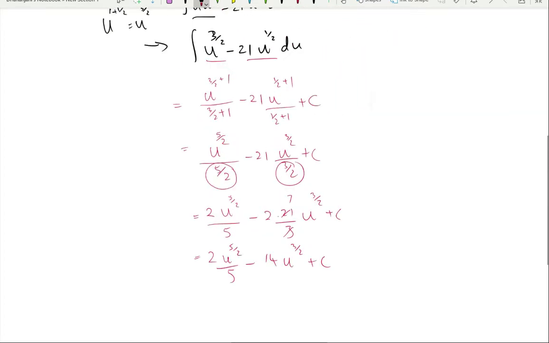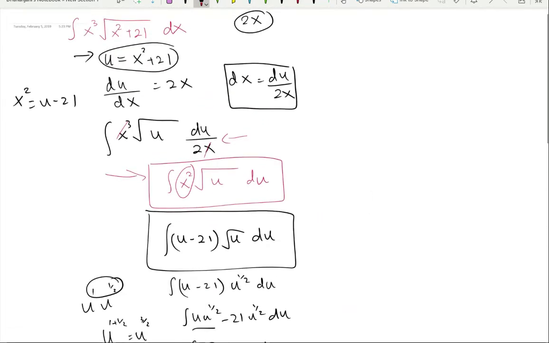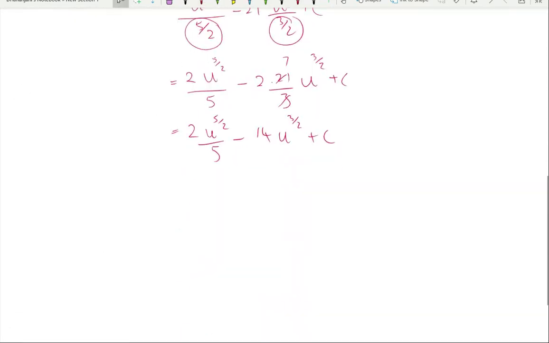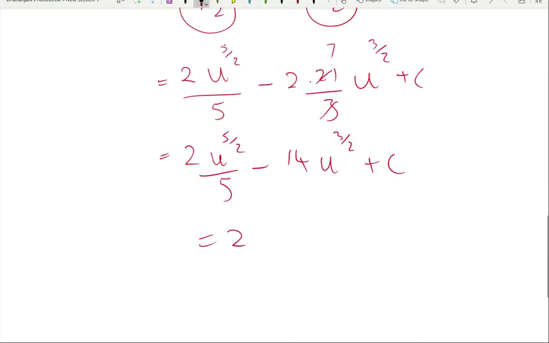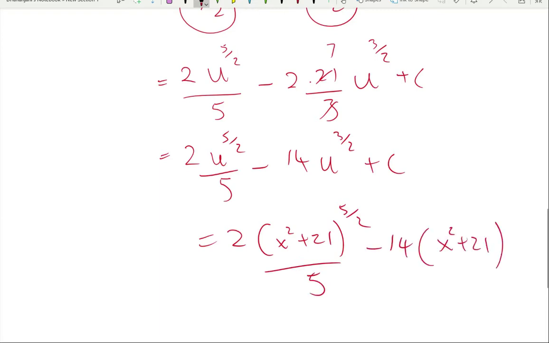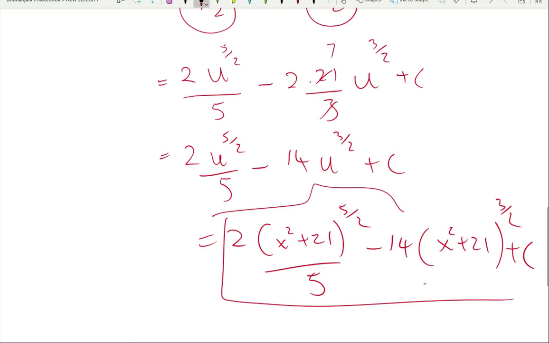What is u really? u is x square plus 21. Alright, so 2 times (x square plus 21) to the 5 over 2 over 5 minus 14 times (x square plus 21) to the 3 over 2, that's it, plus c. So that's the solution for the integral that we started with.